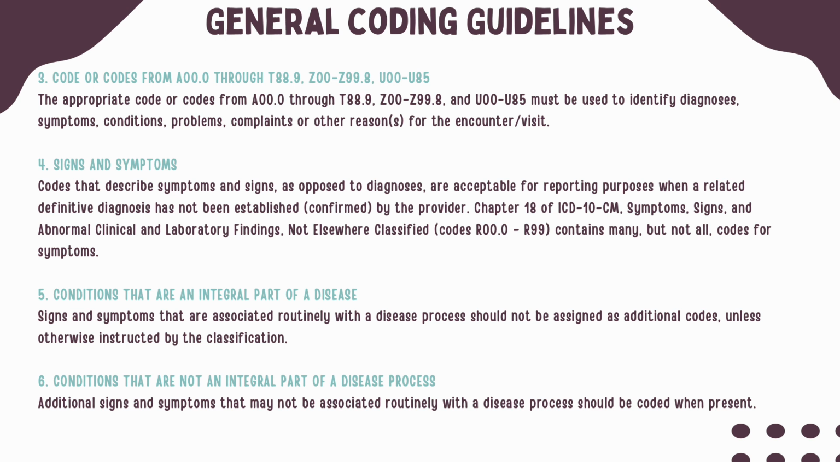For example, if a patient comes in with a fever, nausea and vomiting, and body aches, and the provider diagnoses the patient with the flu, you should only code for the flu because the symptoms are routinely associated with that condition. If there is no definitive diagnosis documented that is associated with signs and symptoms, then you can also code those signs and symptoms. For example, if the patient has diabetes and also presents with a cough, you are able to code both the diabetes and the cough, as your cough is not routinely associated with diabetes.